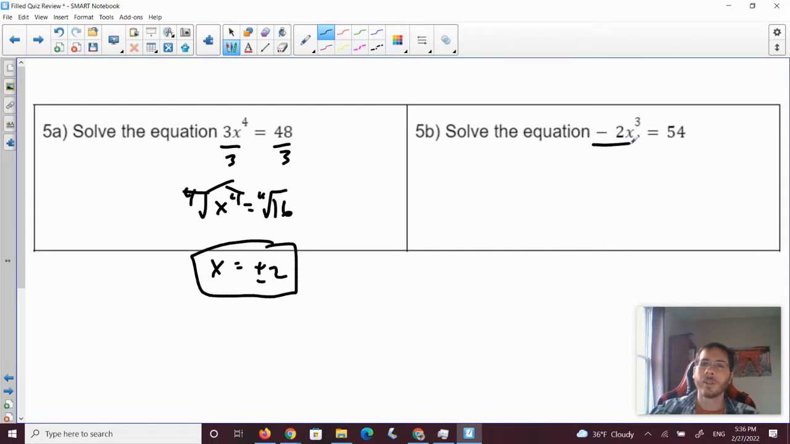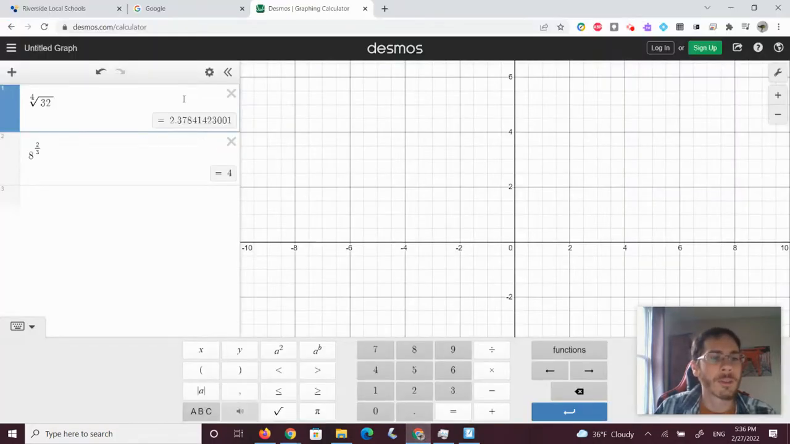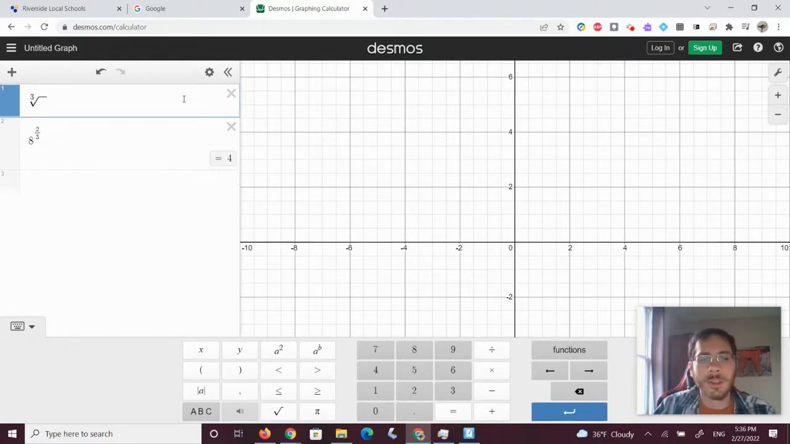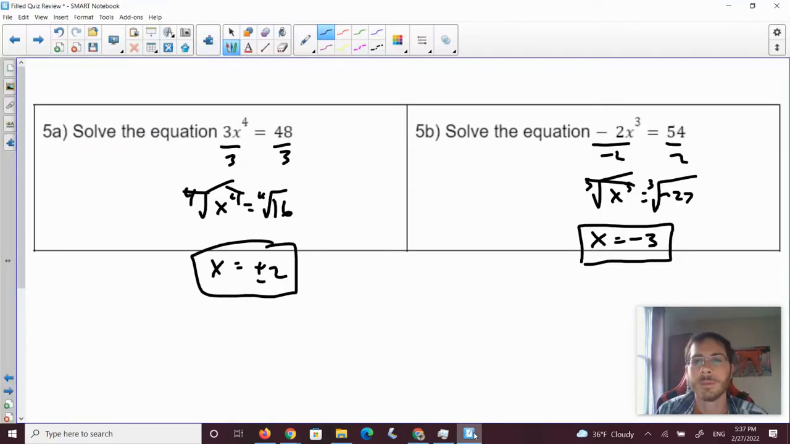On the other side, here we can divide both sides by -2 to get x cubed equals -27. We can cube root both sides, so we'll get x equals -3. And again, if I want to double check either of those, I can throw those right into Desmos. Cube root of -27. Well, let's do fourth root of 16 since I'm here. See, we get 2. Cube root of -27 is -3. All right, so that works out. Perfect.